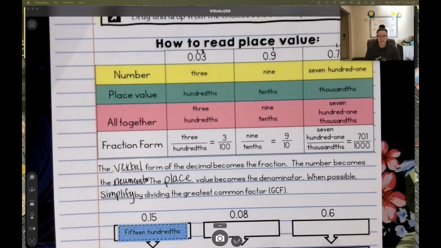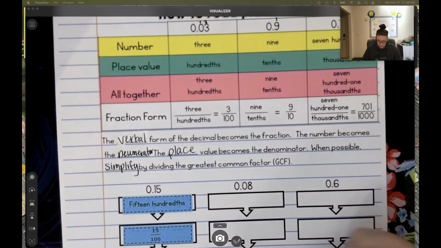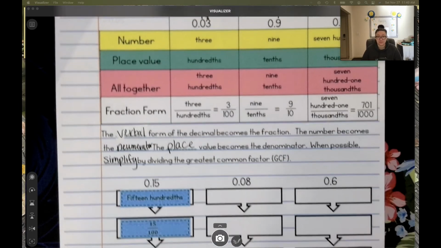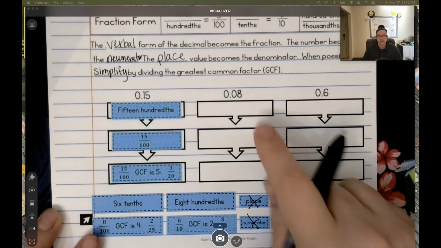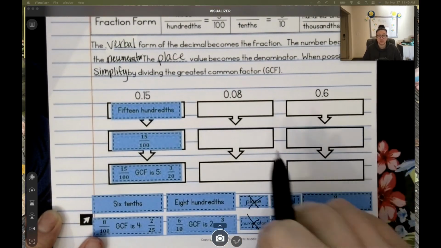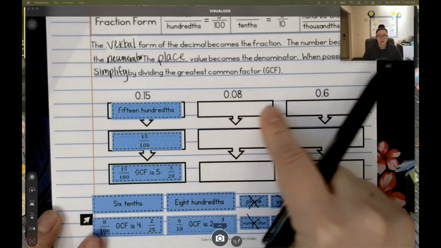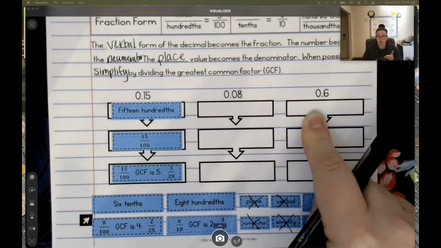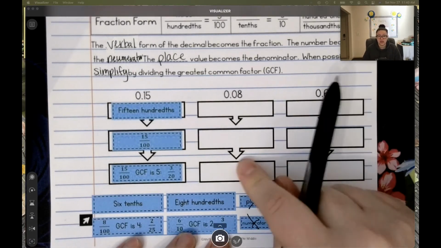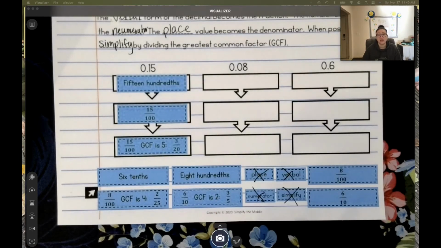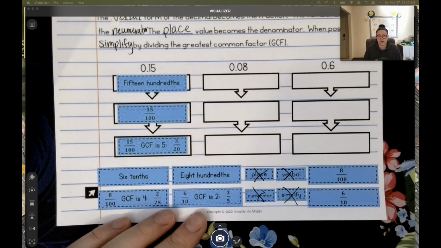So go ahead, pause the video, and get those words written in. Then we also want you to fill in these next few steps on your own with the 0.08 and 0.6. How is that written? How is that read? The verbal, the fraction, and then how you can simplify it. It has the simplifying on there for you already, and the next video will show you how they are doing that. So go ahead, pause the video, and fill those two out for us, please.